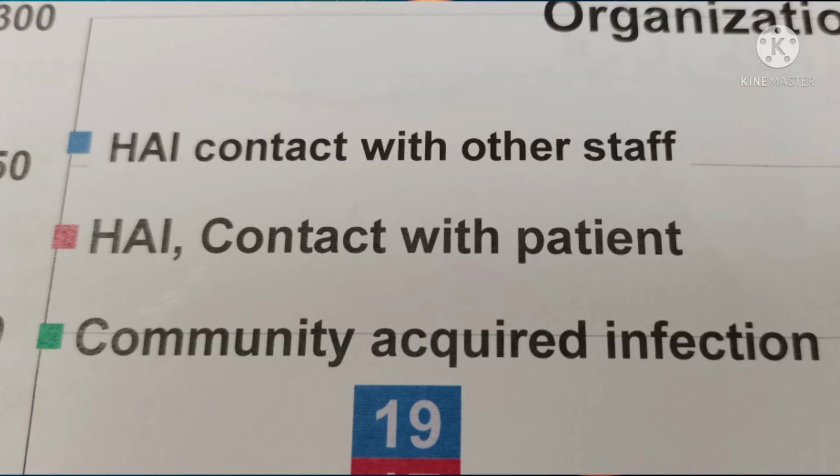First legend here is the blue, HAI, healthcare associated infection, due to contact with the staff. So these are staff affected with COVID-19 as HAI due to contact with other staff within the hospital. Then the red is HAI due to contact with patient. So staff acquired COVID-19 as HAI due to contact with the patient within the hospital. And the green is community acquired infection, which is community acquired COVID among staff, so not within the hospital premises.